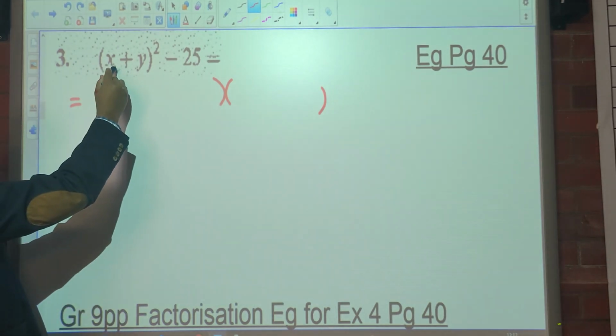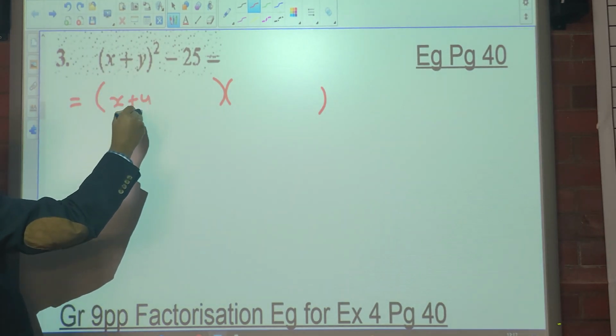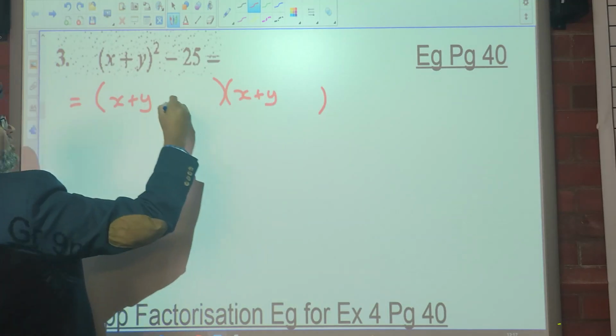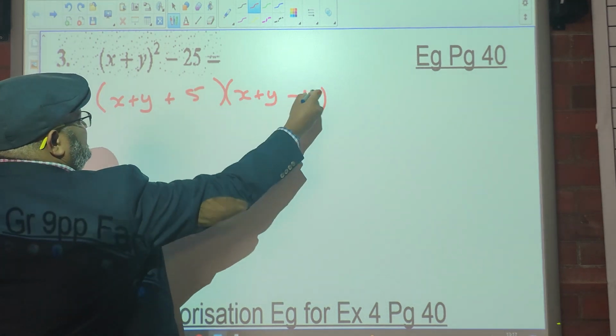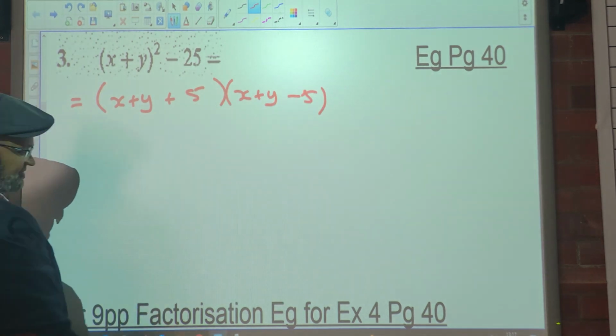So we say the square root of x plus y squared is x plus y. One plus the other minus. What's the square root of 25? 5. Is there anything I can simplify inside the bracket? No.